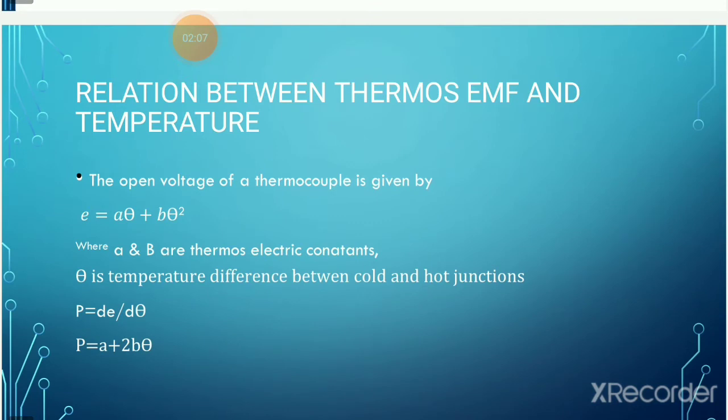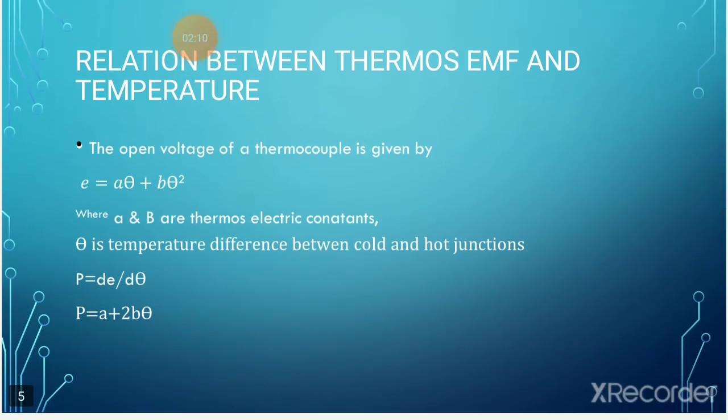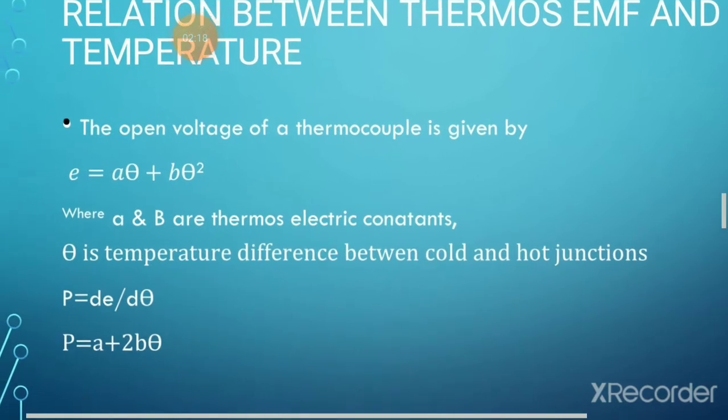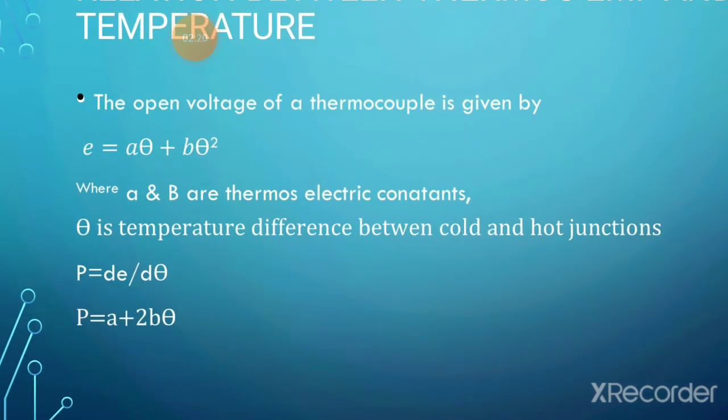Relation between EMF and temperature. The open voltage of a thermocouple is given by E equals A theta plus B theta squared. A and B are the Seebeck coefficients, and theta is the temperature at the junctions.